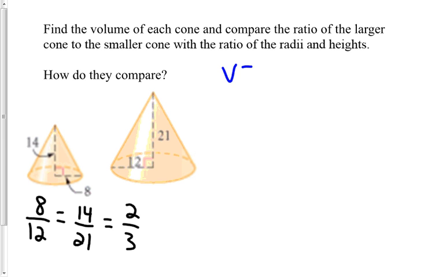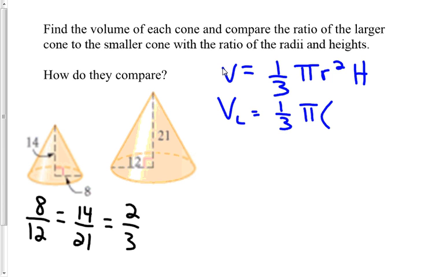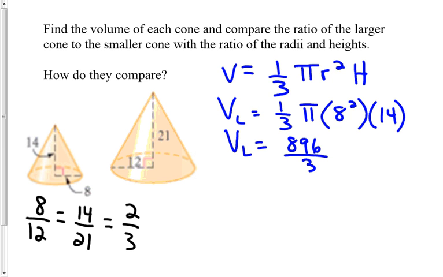So the volume of a cone is 1/3 the area of the base, which in this case is a circle, so that's pi r squared, times the height of the cone. And if we're finding the volume of the little cone, I'll do L for little, 1/3 pi times radius of 8 squared and the height of 14. So if we simplify this, 8 times 8 is 64. So we'll keep this 896 over 3 pi.